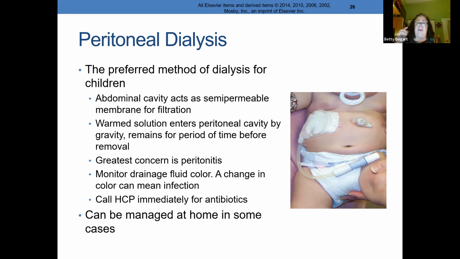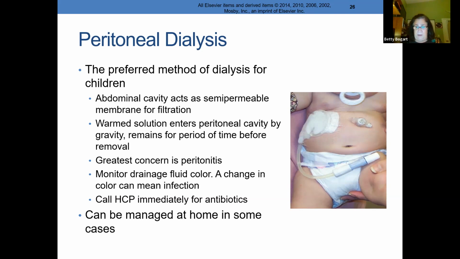Because if we get infection inside that abdomen, there's no other place to take care of urine. This is their kidney, so we need to protect it. So peritonitis is your biggest fear of all with peritoneal dialysis. As a nurse, what are you going to be watching?